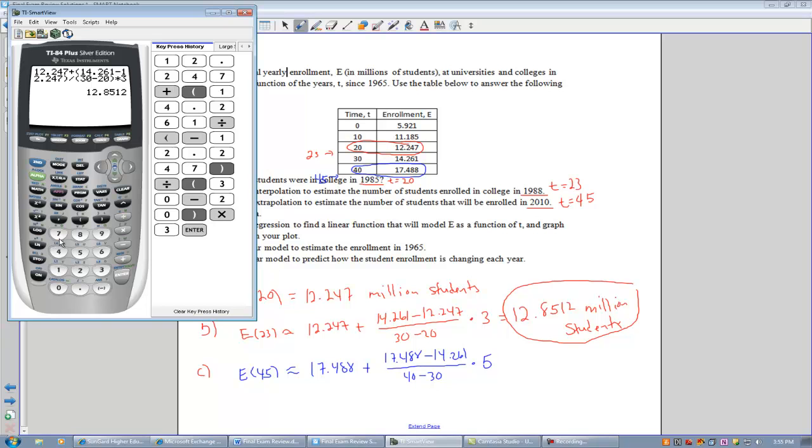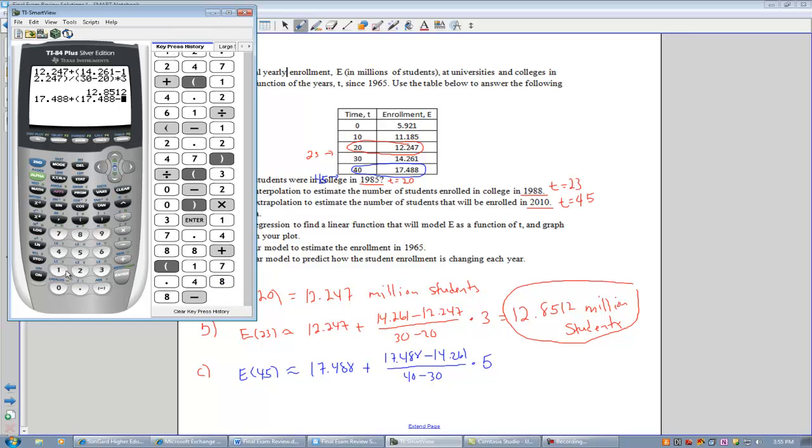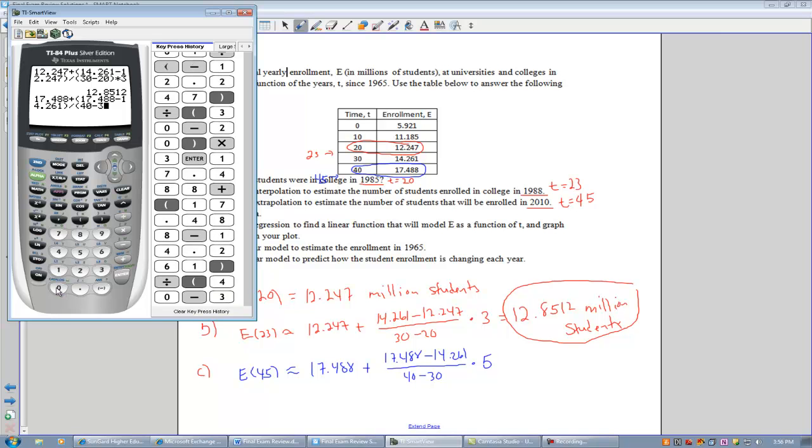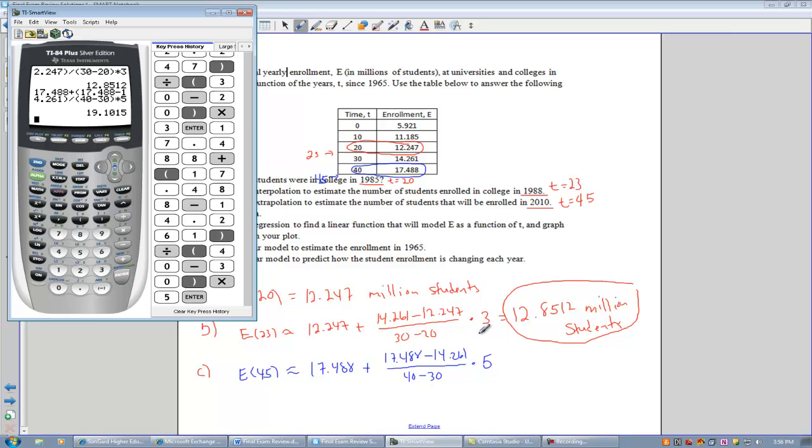So on my calculator, you take 17.488, add left parenthesis 17.488 minus 14.261 in parenthesis, divided by left parenthesis 40 minus 30 in parenthesis, and times it by 5. So hit enter and out pops my answer. In this one I have 19.1015. And this is millions of students, so we should write millions. So, million students.